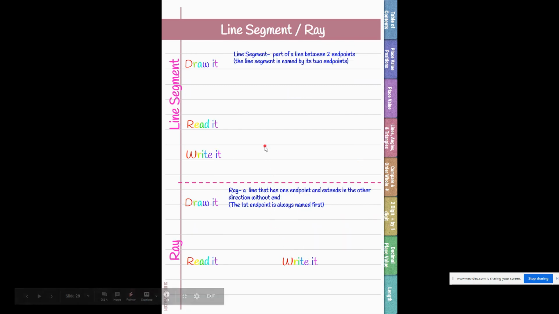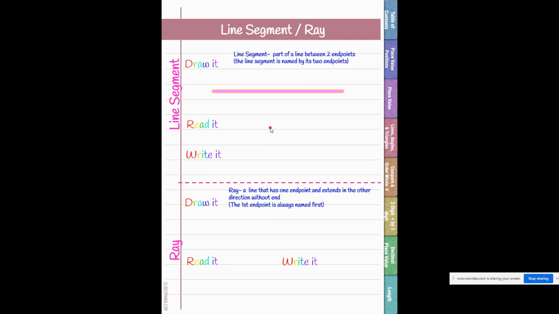A line segment is a part of a line between two endpoints. So here is a line and then you have two endpoints on each side. We're going to label these endpoints DE. When we read it, we can read it as line segment DE or line segment ED. We write it with the line segment symbol above the letters DE or above the ED.